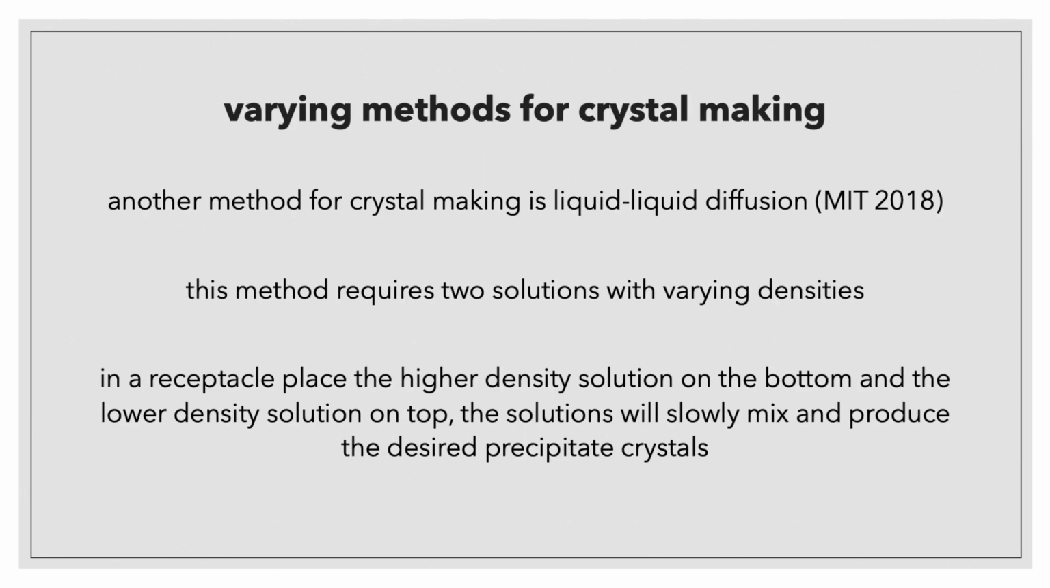Another method for growing crystals is liquid-liquid diffusion. In order to produce high-quality crystals, this method requires two different solutions with varying densities. The higher density solution is placed below the lighter one, and over time the solutions are allowed to mix. Once the solutions combine, a crystal precipitate can form.